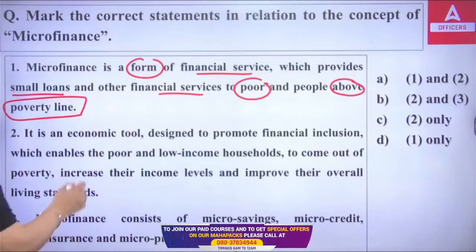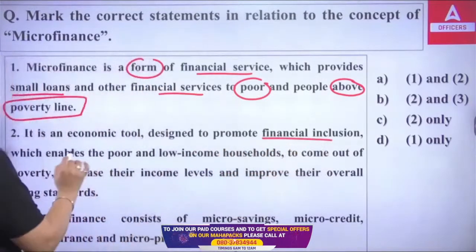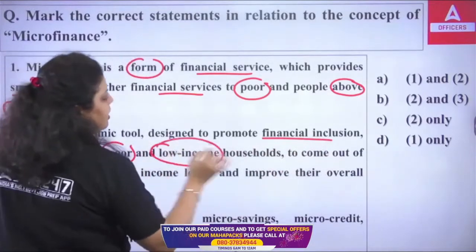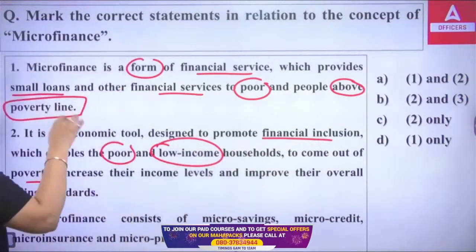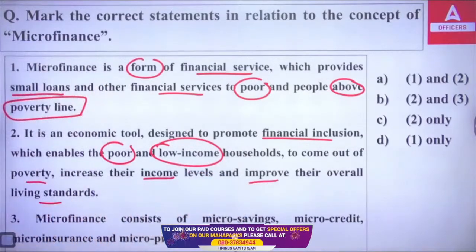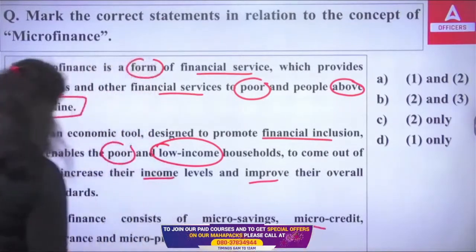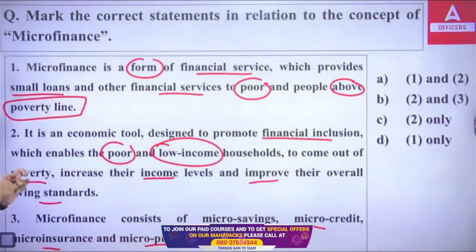Second says it is an economic tool designed to promote financial inclusion, which enables the poor and low income households to come out of poverty, increase their income level and improve their overall living standard. Third says microfinance consists of micro savings, micro credit, micro insurance and micro promotion. So what do you think, which of the following is correct?